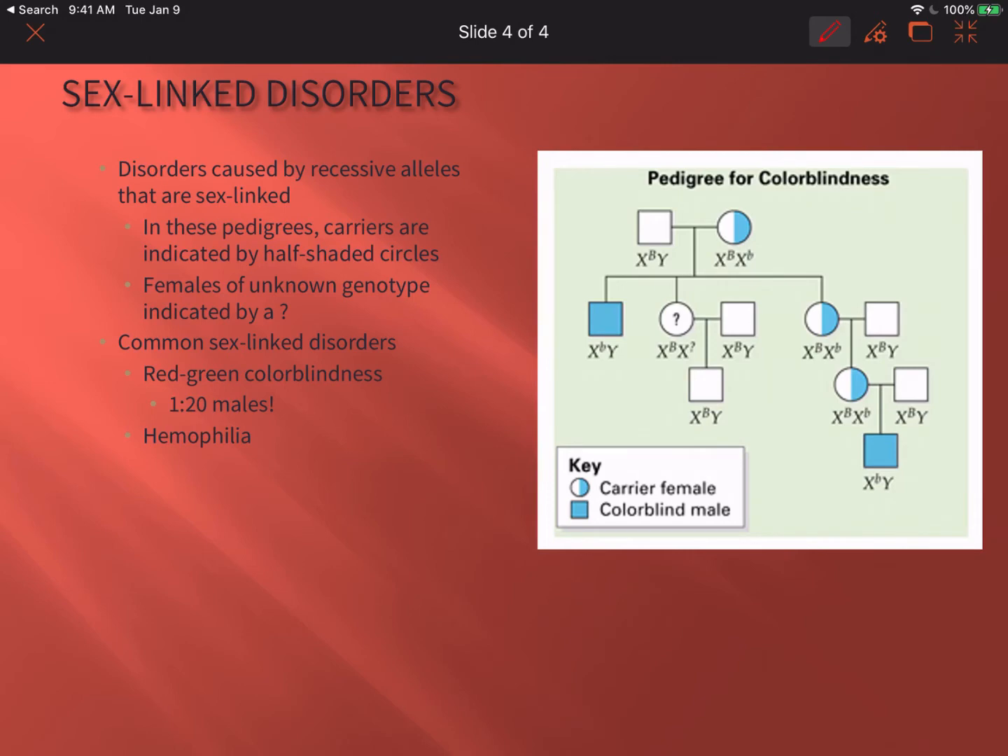And so some of the most common sex-linked disorders: red-green colorblindness. Actually, 1 in 20 males are colorblind to red-green hues. And hemophilia is another. The one thing I want to point out, sex-linked disorders actually affect males more than they affect females. And I want you to think about why that is, and I'll give you a minute to think about that.